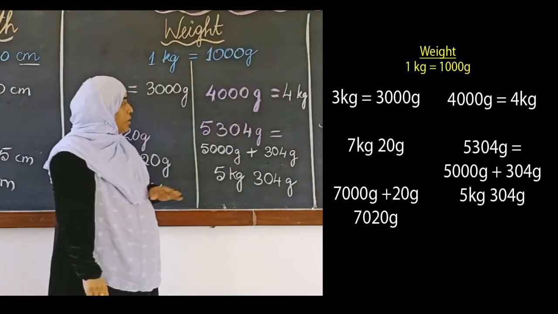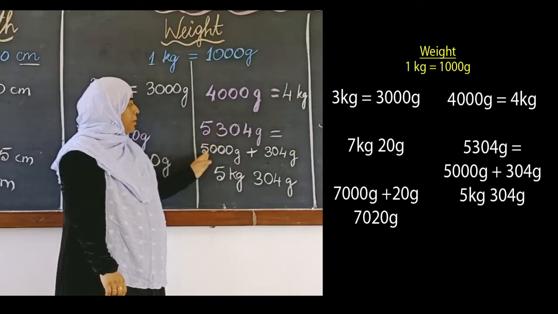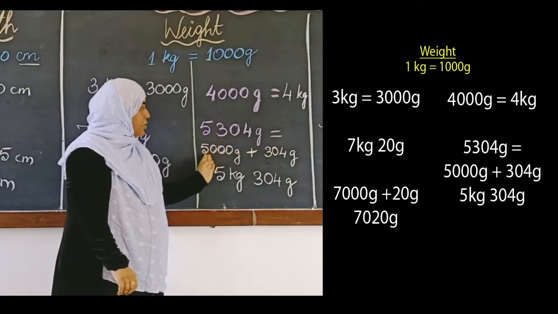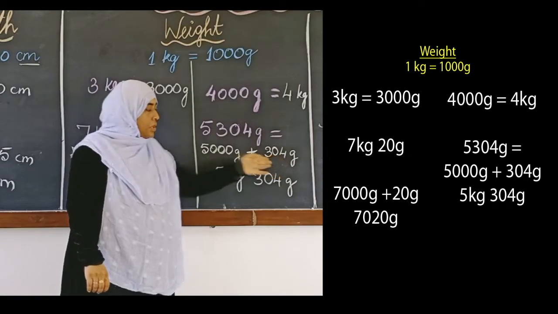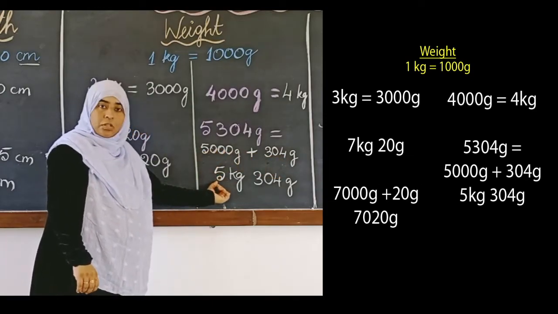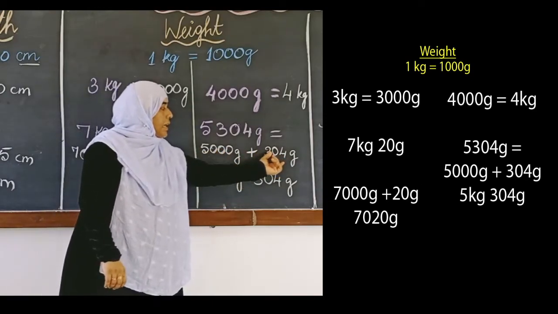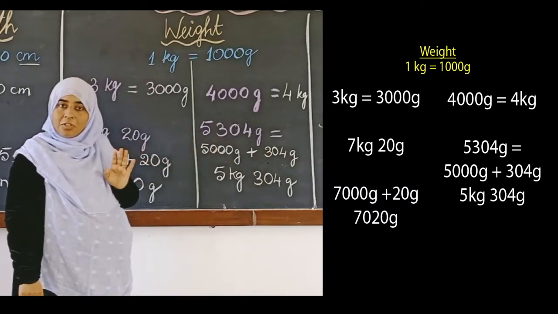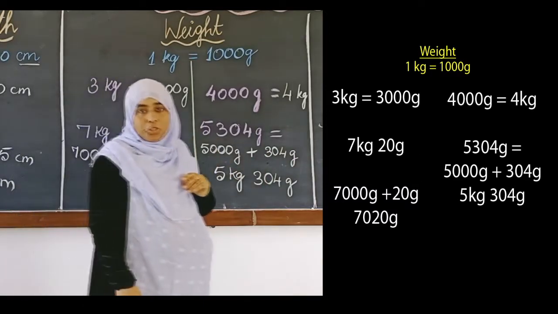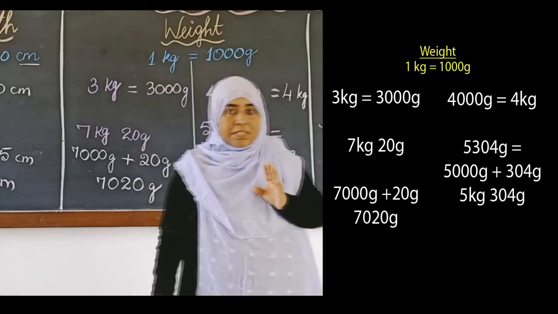Understood what I have done? I have divided this number into 2 parts, 5000 and 304. Now 5000 I have converted to kgs and this grams I have kept as it is. Okay, this is how we do conversion of kgs and grams.